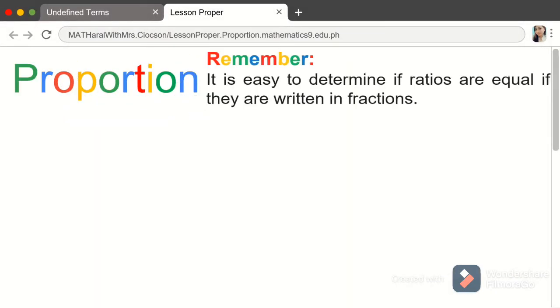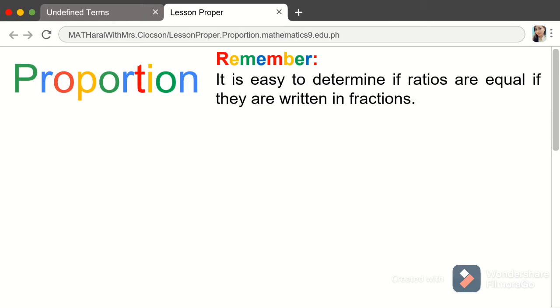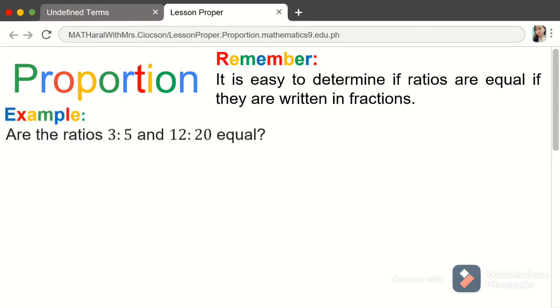Proportion. It is easy to determine if ratios are equal if they are written in fractions. Example, are the ratios 3:5 and 12:20 equal? For the solution, write both ratios as fractions, which is 3/5 is equal to 12/20. Then, find their cross product.